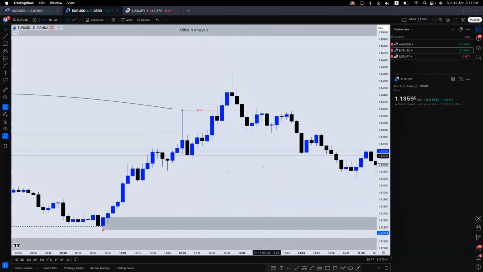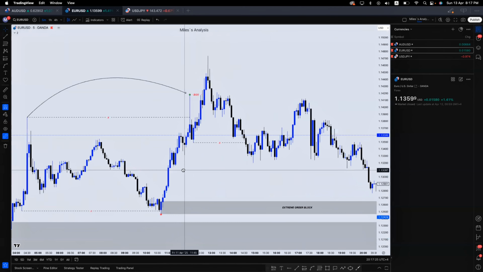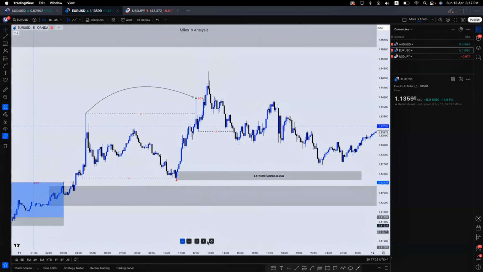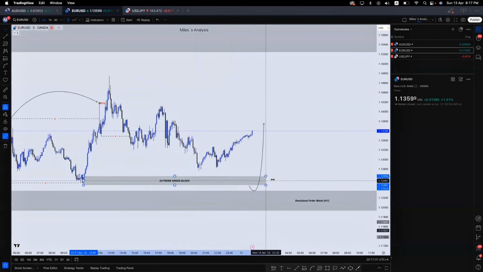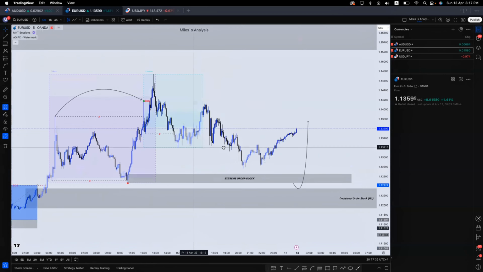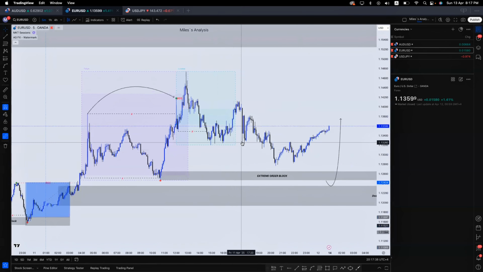And as for the inducement, this is the last inducement created, which is already taken out, right? So this is our current structure on the M5 time frame, and we have our extreme order block lying at this point, which also happens to be below the, let me enable all the sessions.